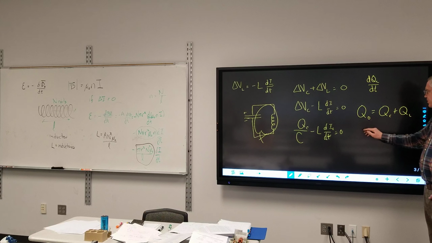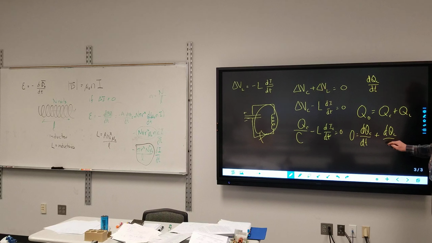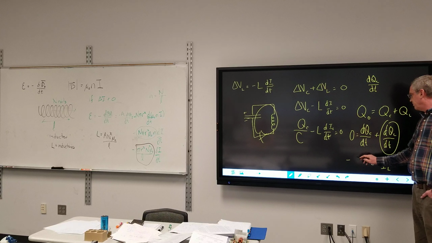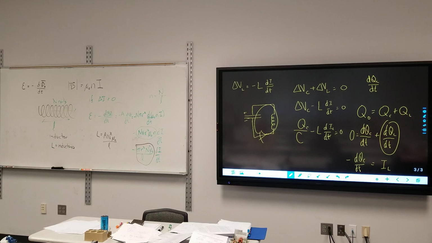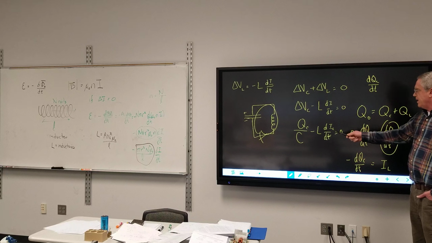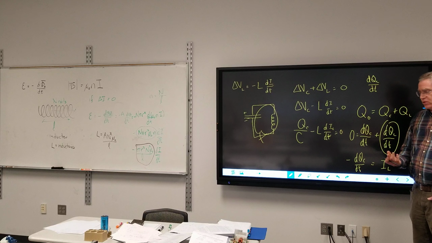If I take the time derivative of this, 0 equals dQ_C/dt plus dQ_L/dt. This is the current flowing across the inductor, and that is equal to the negative dQ_C/dt. Because ultimately, when I'm going to need to solve an equation here, it'd be nice, if I have one equation, to have one variable. So I can now express this equation in terms of just Q_C.